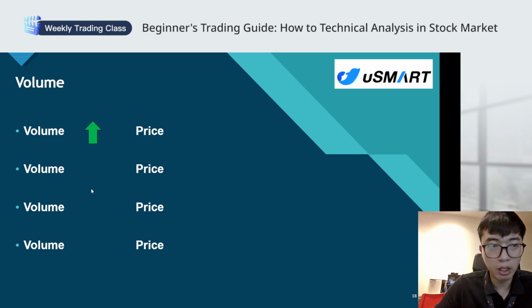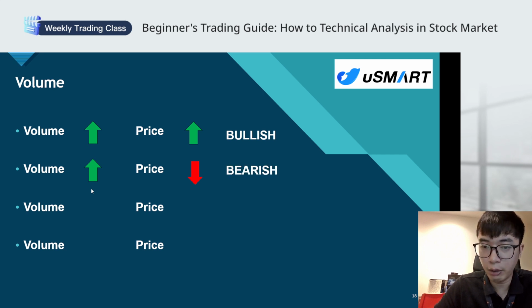So for the volume, usually we'll read the volume. How do we read the volume? When the volume is high and the price goes up, the price is bullish. When you see the volume going up and the price going up, we can say that the stock price is bullish. And then when the volume goes up and the price goes down, it means many people are selling, and it can be very bearish.